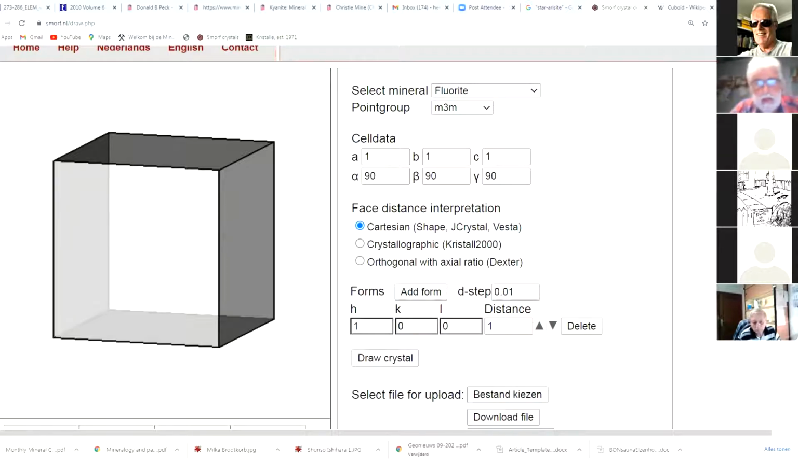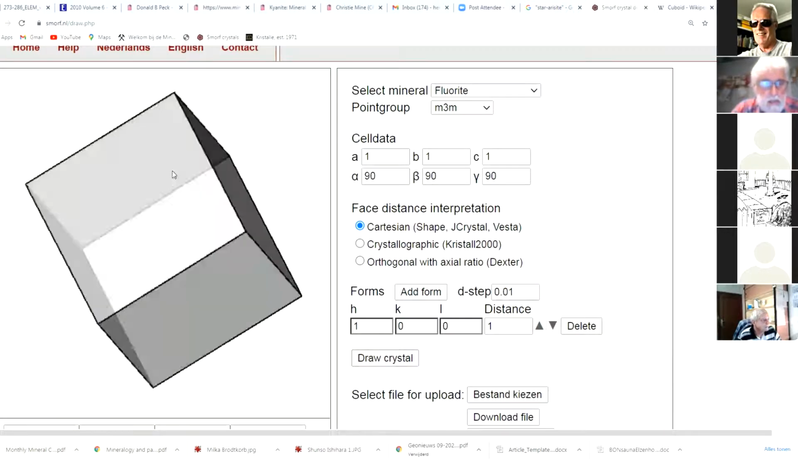okay? So what is typical of the isometric crystal system is that all the forms, in which a form is actually a set of crystal faces, are closed forms, okay? So in other words, by just specifying one set of Miller indices and by clicking on draw crystal, you will actually get a full crystal.